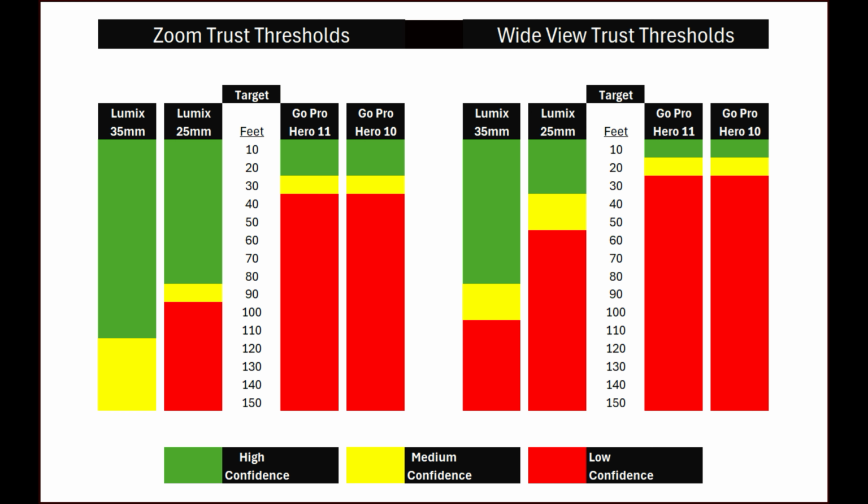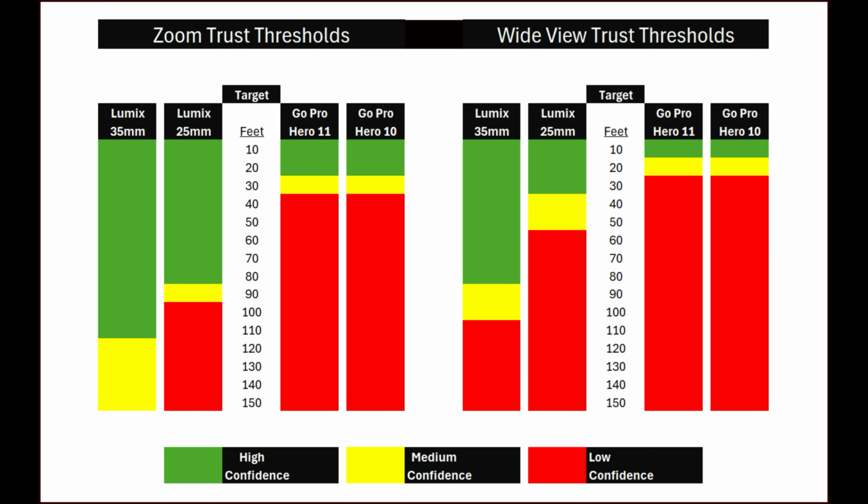Here are the final results of the interpolation tests. You'll note, if you look on the left, are the results of the zoom trust thresholds, and on the right are the results of the wide view trust thresholds. And the numbers in the middle, you'll note, start from the bottom, and they start at 150 feet and they move up to the 10 feet. The red parts of the bar represent the low confidence parts.